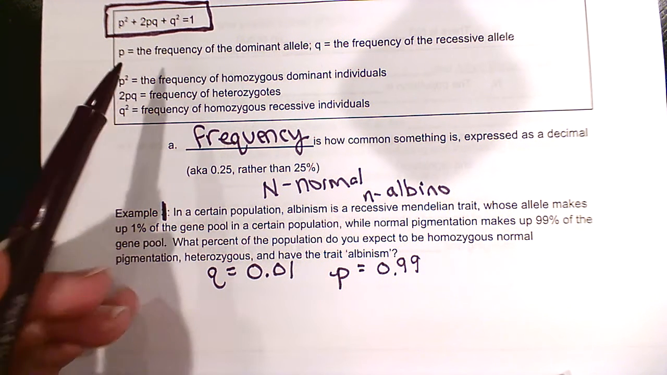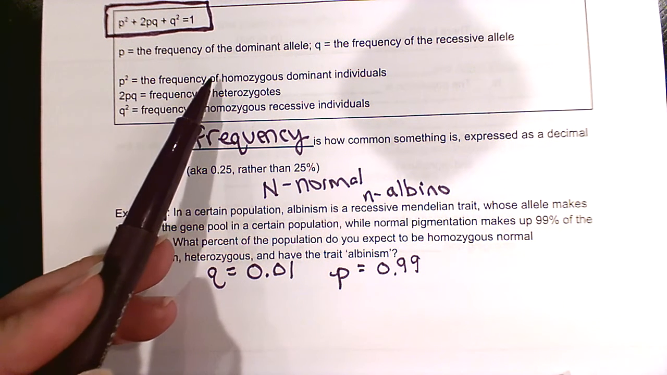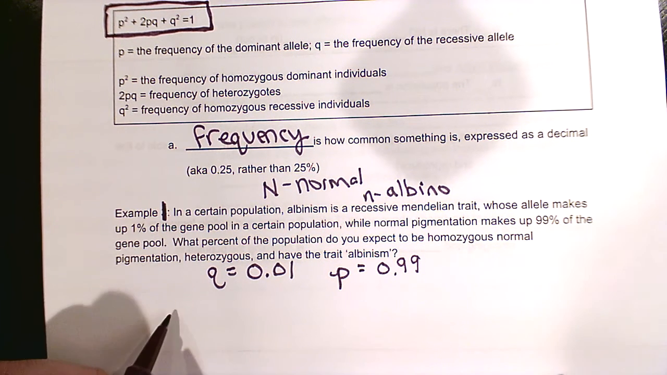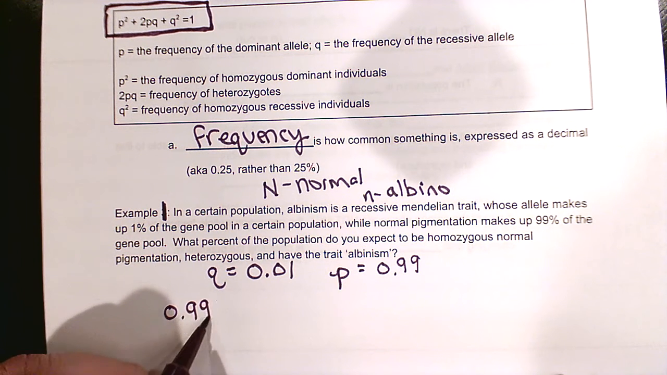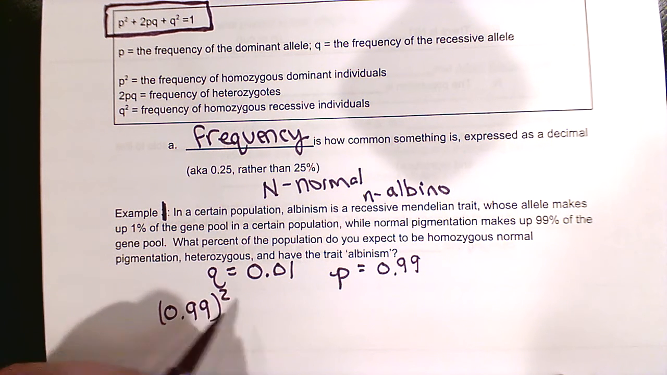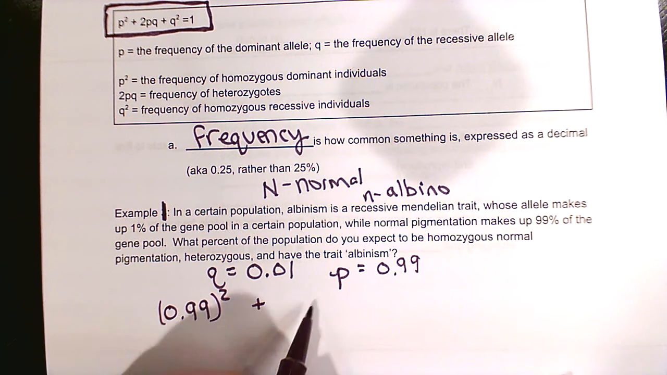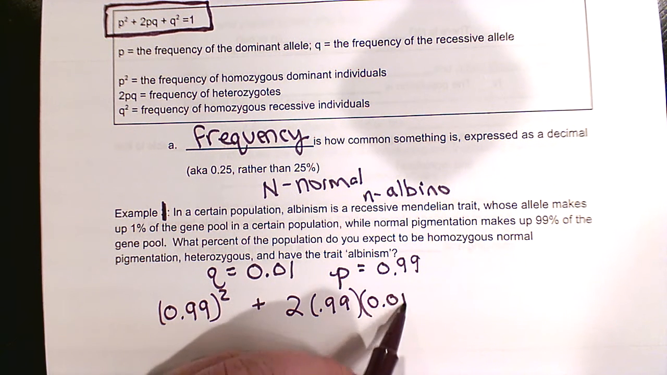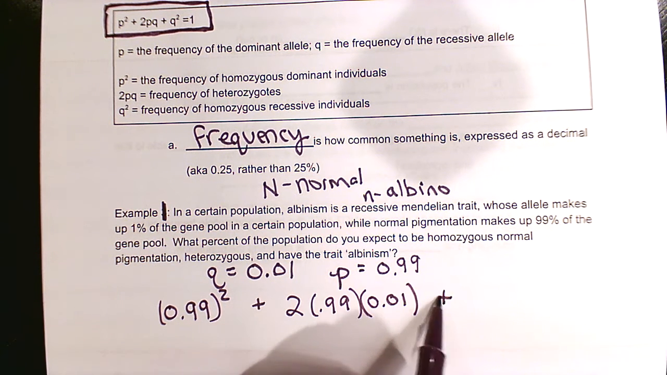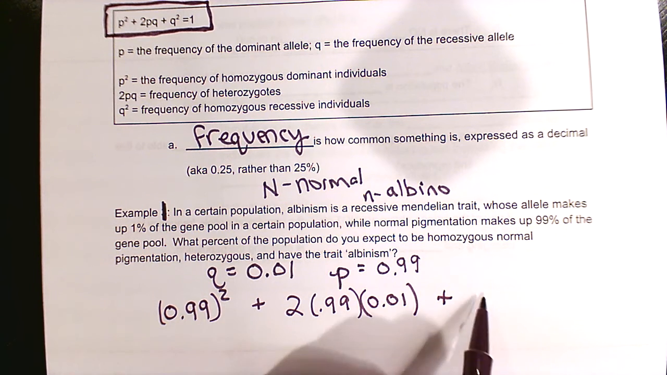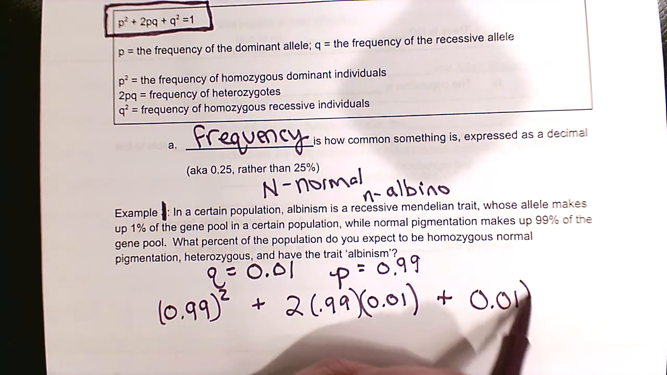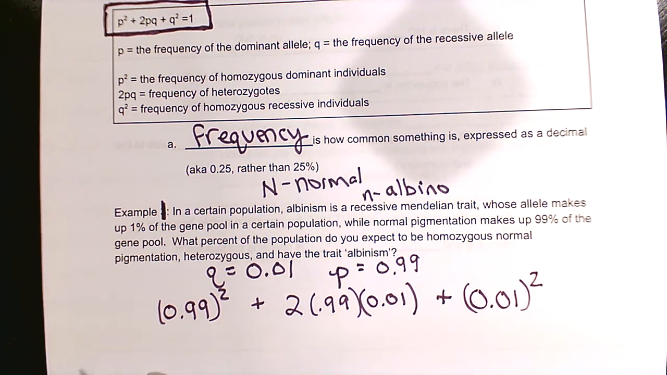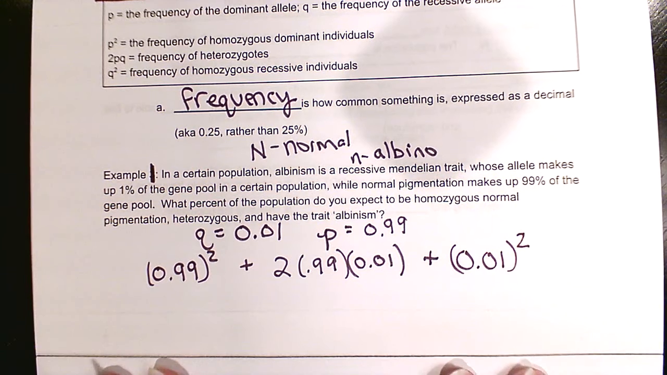Okay, so frequency of homozygous dominant individuals is p squared. So 0.99 squared, plus 2 times p, which is 0.99, times q, 0.01, plus q squared, so 0.01 squared. I probably overused parentheses. I don't know why I like them so much.